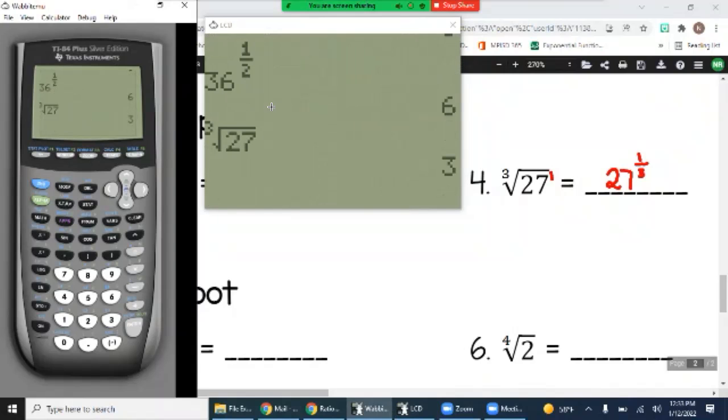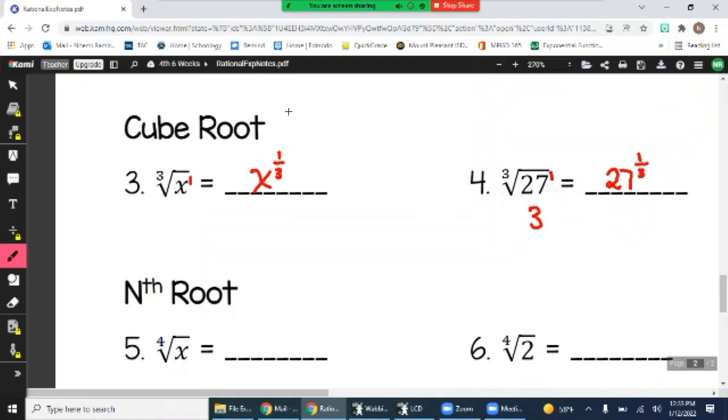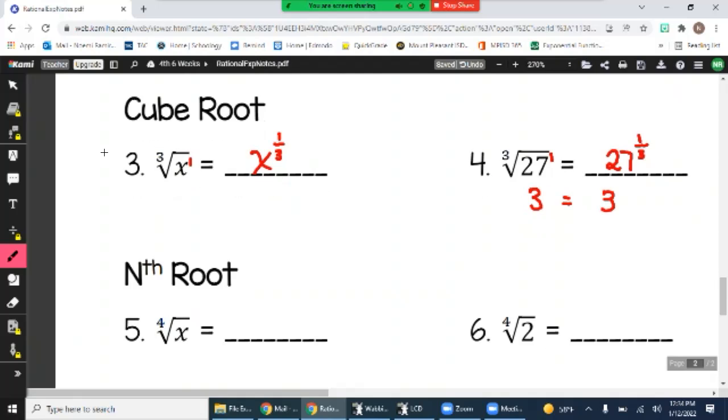Now put 27 to the power of 1/3. What do you get? You also get 3. Same thing. Both of these represent the same thing, just different ways of writing it. If you have a fraction in your exponent, you're most likely taking the square root, the cube root, or the nth root of something, okay?